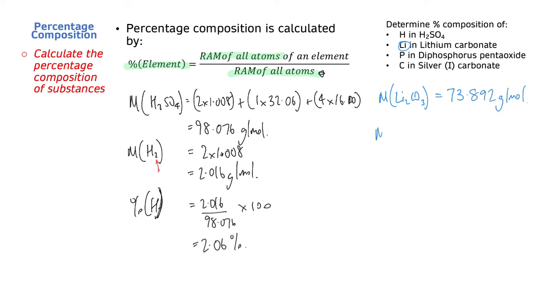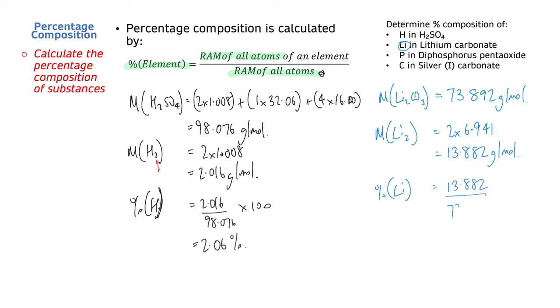We would then say, okay, what's the molar mass of the lithium component of that, which is 2 of the Li's, which would be 2 times 6.941, which would be equal to 13.882 grams per mole. Right, and then we can work out the percentage of that lithium within it as 13.882 over 73.892 times 100, which will be equal to 18.79%. Okay, so that's nice and easy, just getting the percentage of the different parts.